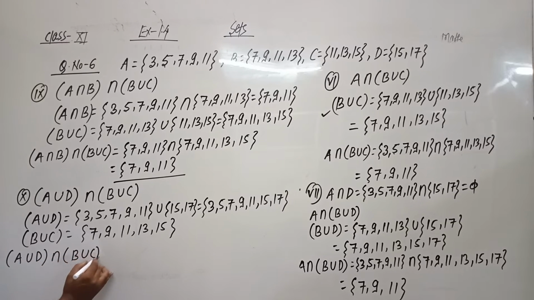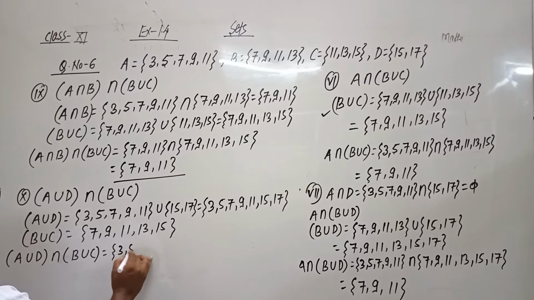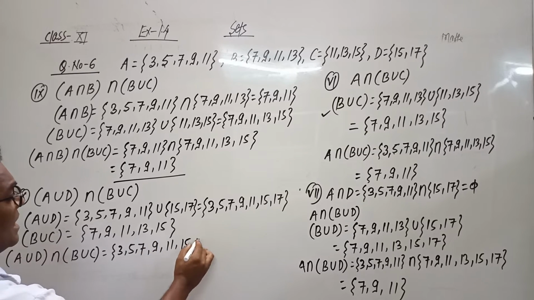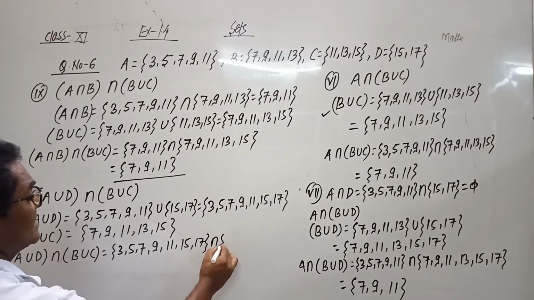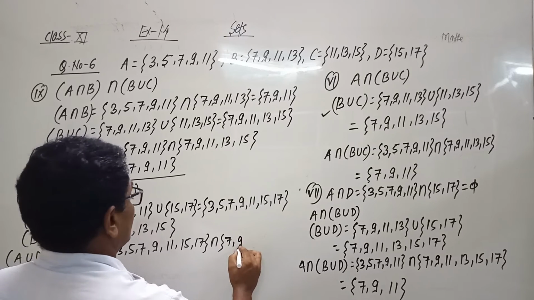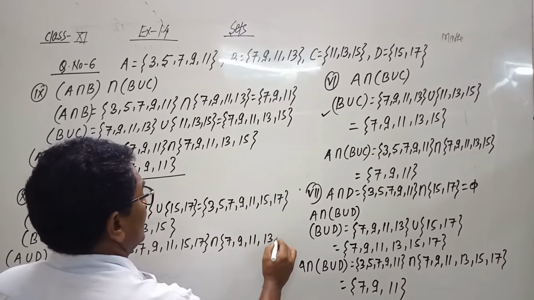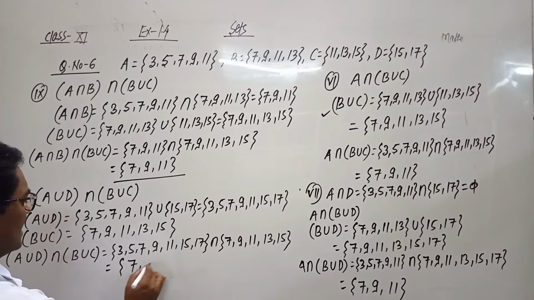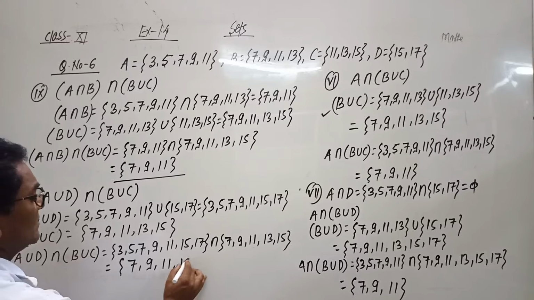Intersection B union C. So the value of A union D is 3, 5, 7, 9, 11, 15 and 17. Then intersection B union C is 7, 9, 11, 13 and 15. Then we select the common terms. So the common terms are 7, 9, 11, 15. The result will be 7, 9, 11 and 15.